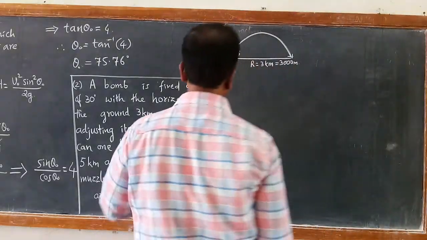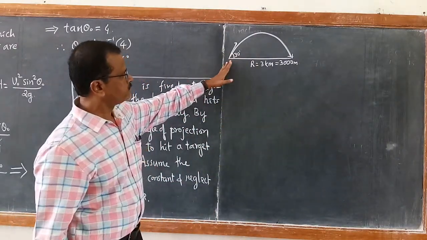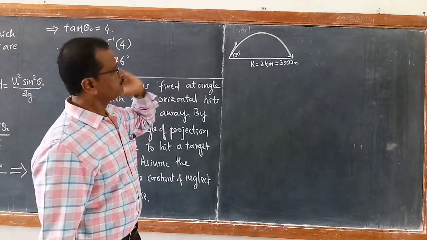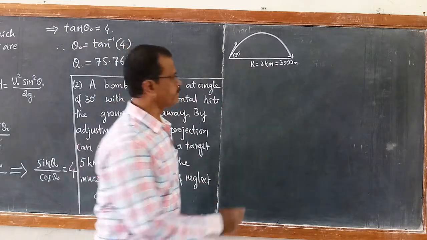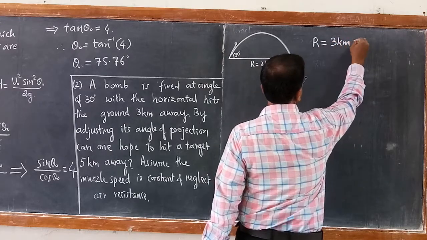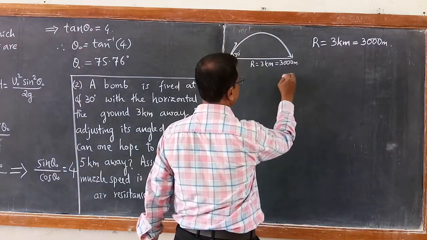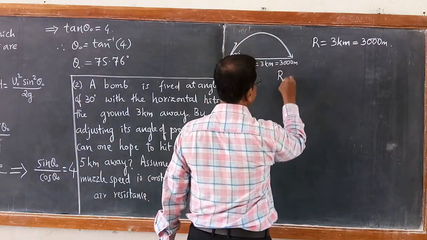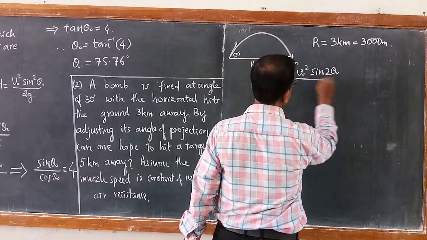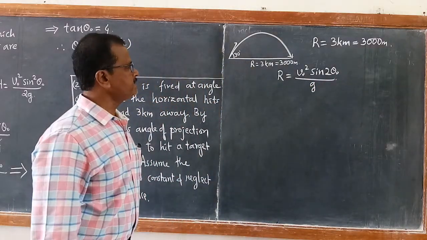Okay, see here I have drawn a simple diagram. If the bomb is fired with an angle of 30 degree with a certain muzzle speed, say V0, it covers a range of 3 km. This is given. R is equal to 3 km, that is 3000 meter. And we know the equation for range: R is equal to V0 square sin 2 theta naught by g.